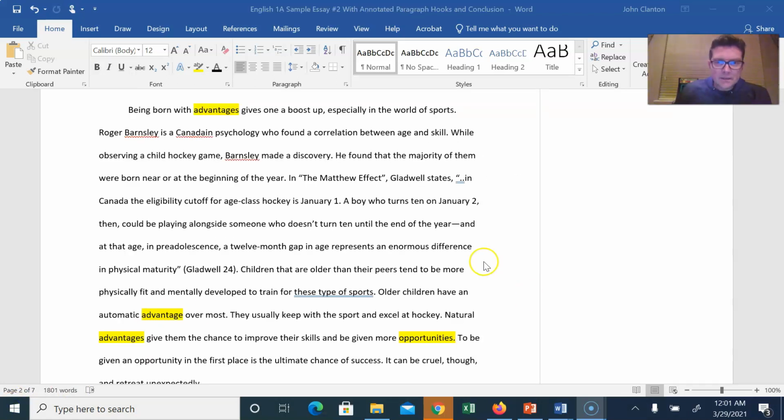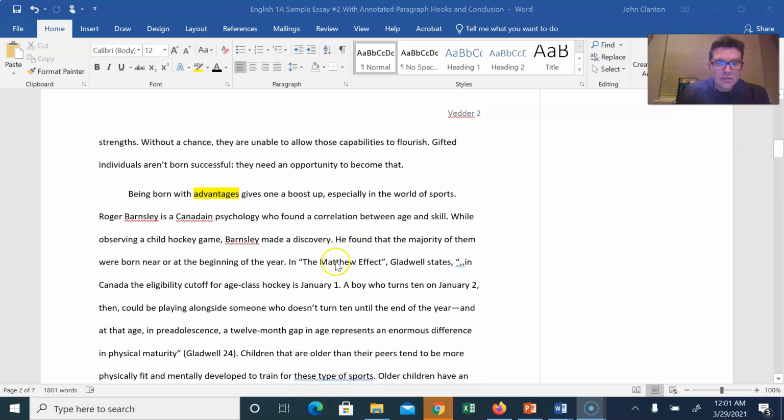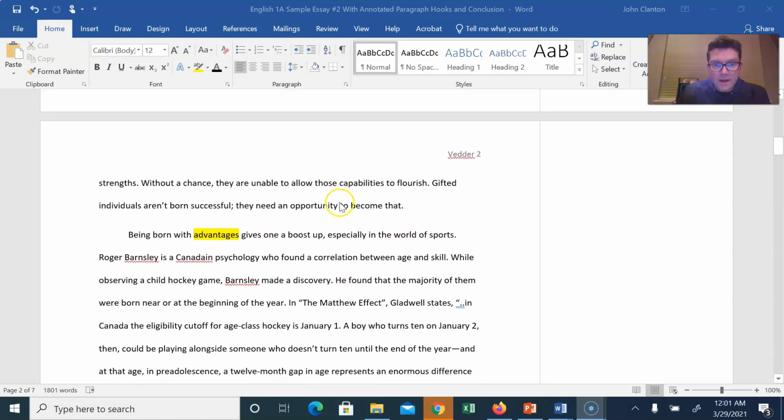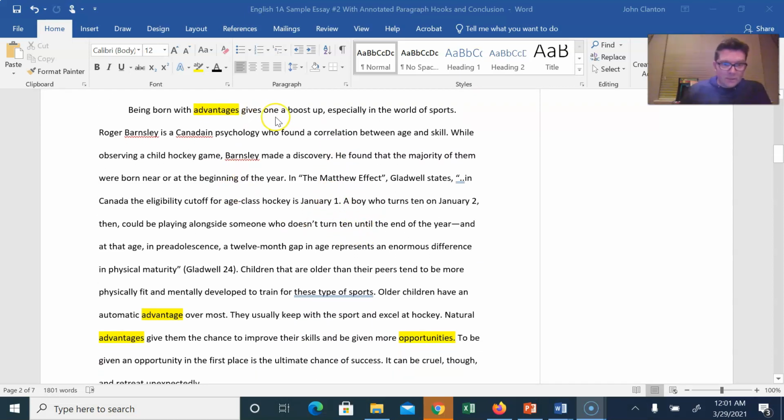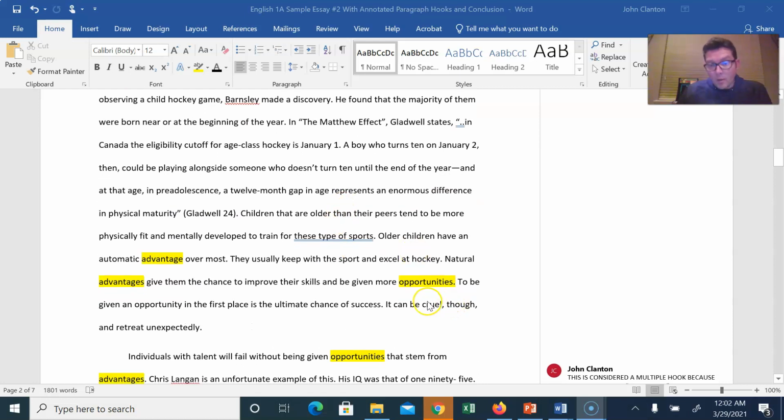Okay, so let's take a look at this body paragraph. We'll start with the topic sentence. Being born with advantages gives one a boost up, especially in the world of sports. So this is actually the first body paragraph right after the thesis. So notice what I did. I went in and highlighted all the times the writer used the word advantage. We had three, and also opportunity. So I use that as a multiple hook.